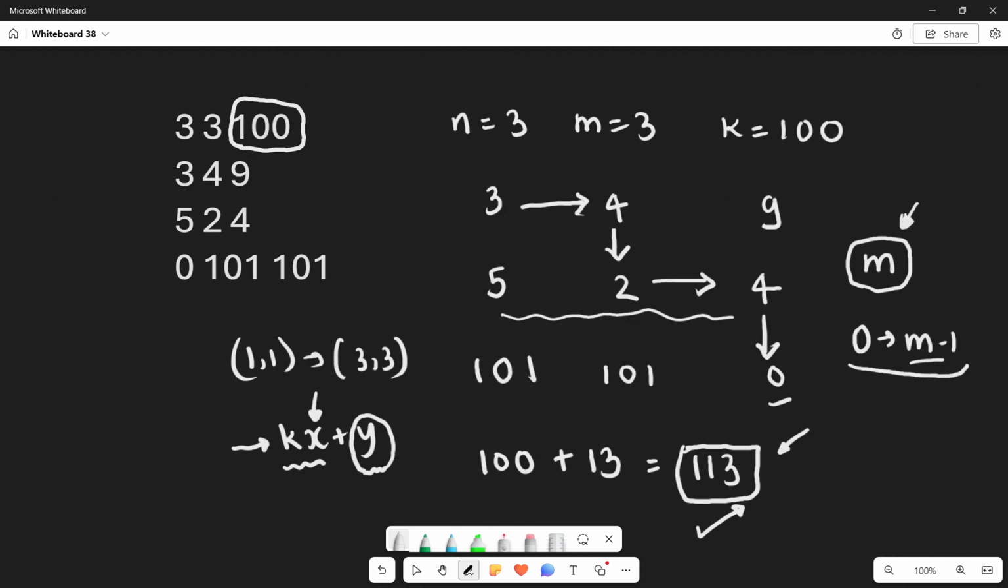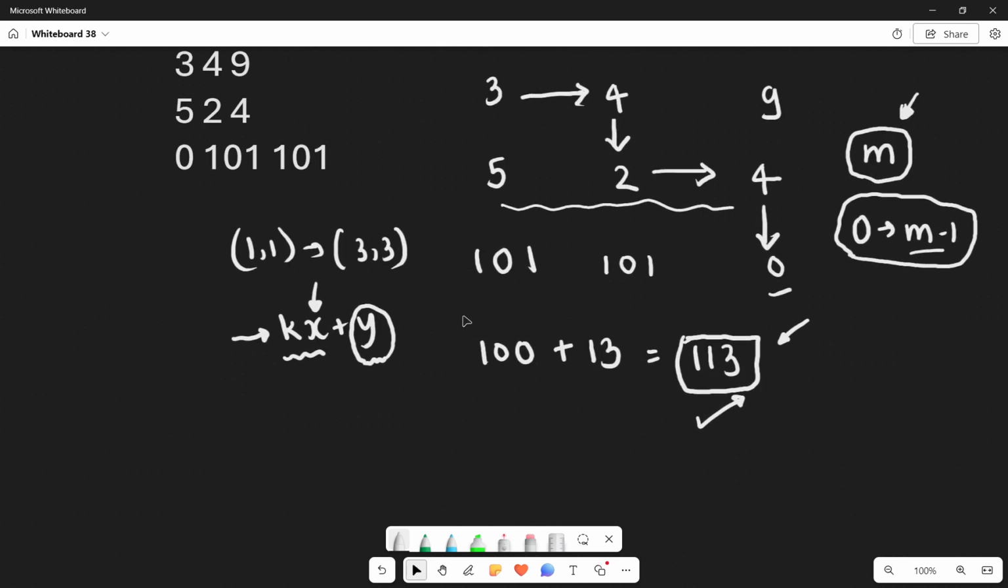So this is one key point to note here, that you will only rotate any of the rows. If you want to rotate it, you will rotate it from 0 to m minus 1 times. Okay, cool.